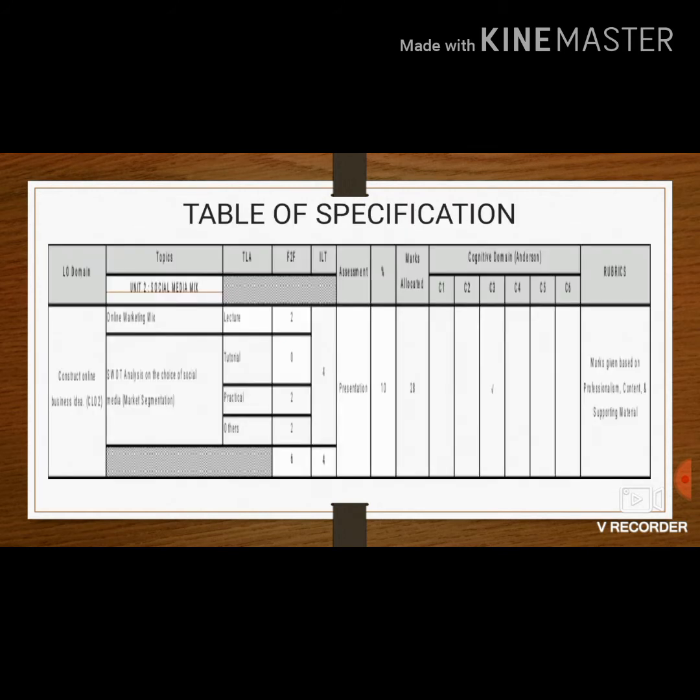Next we see the table of specification. As we all know, the TOS for alternative assessment serves its purpose to cover the course learning outcome, of which CLO2 has been covered, construct online business idea. This CLO actually covered the topic that the assessment was done on. Based on the topic SWOT analysis, this is the TOS that I have used to cater and to evaluate the students.